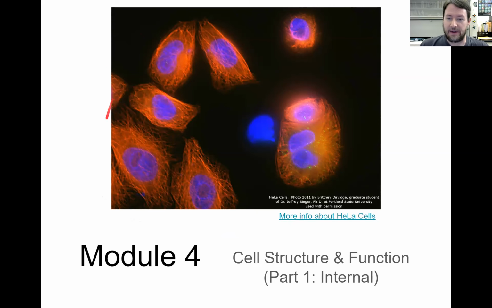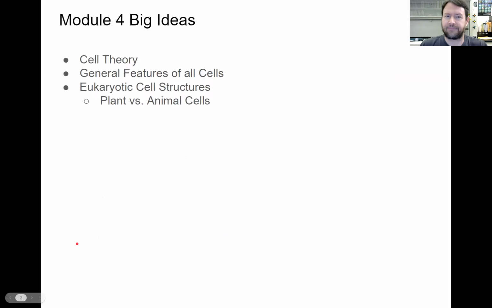Okay, so what are we going to be talking about in this module? Module 4, I've really got three big ideas I want to try and get across. The first one is cell theory. The next is the general features that are common to all cells. And then the last one is eukaryotic cell structures, and in particular, trying to compare plant and animal cells.